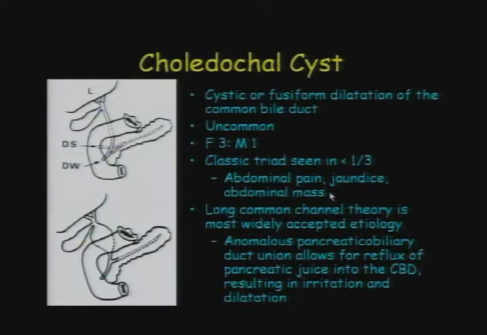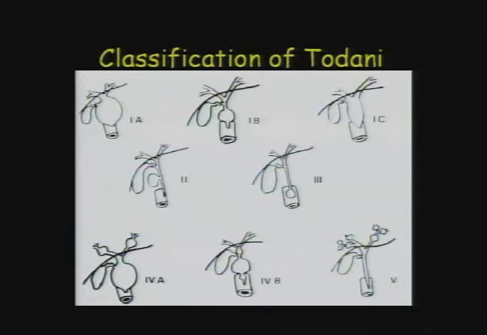The last thing I want to talk about in the biliary tree is choledochal cysts, which are cystic or fusiform dilatation of the common duct, more common in girls. The classic triad of abdominal pain, jaundice, and a mass is not commonly seen. It's probably because of a long common channel. That's the thought as to why they form. Know at least the general classification of the choledochal cysts.